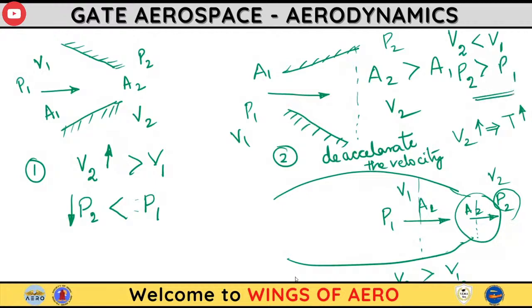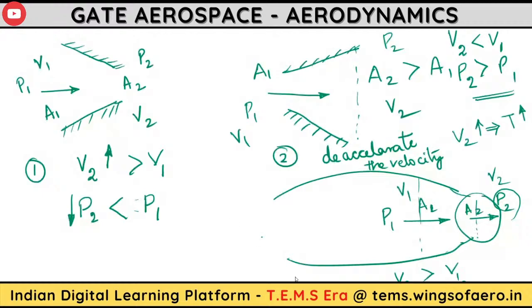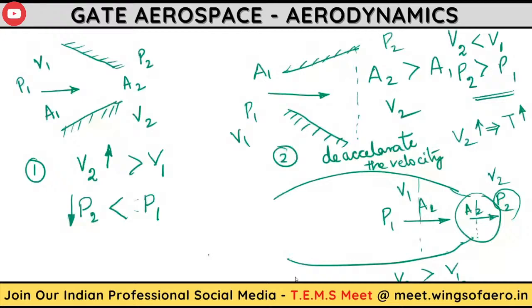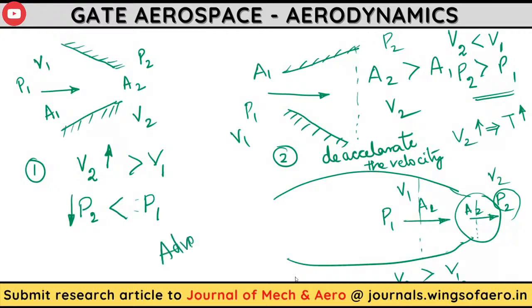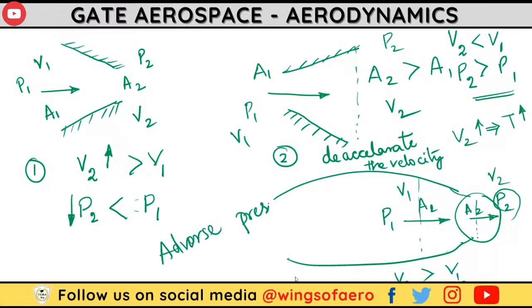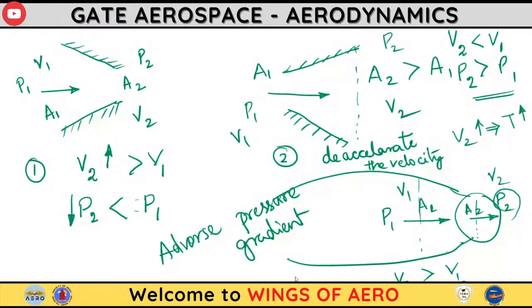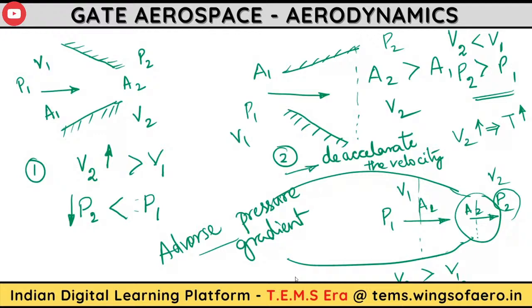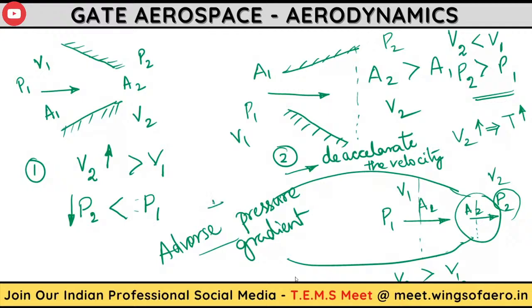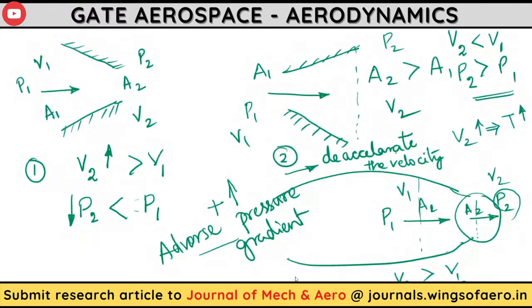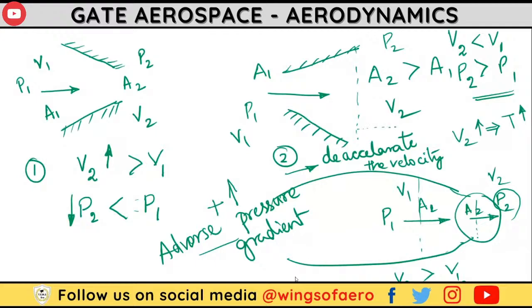Now this is one of the very important topics. They can ask a lot of connected questions, such as about adverse pressure gradient. We will move to that when we discuss the boundary layer. This deceleration of the flow can help to increase the pressure gradient. What is adverse pressure gradient? It means the pressure is increasing drastically with change in distance.